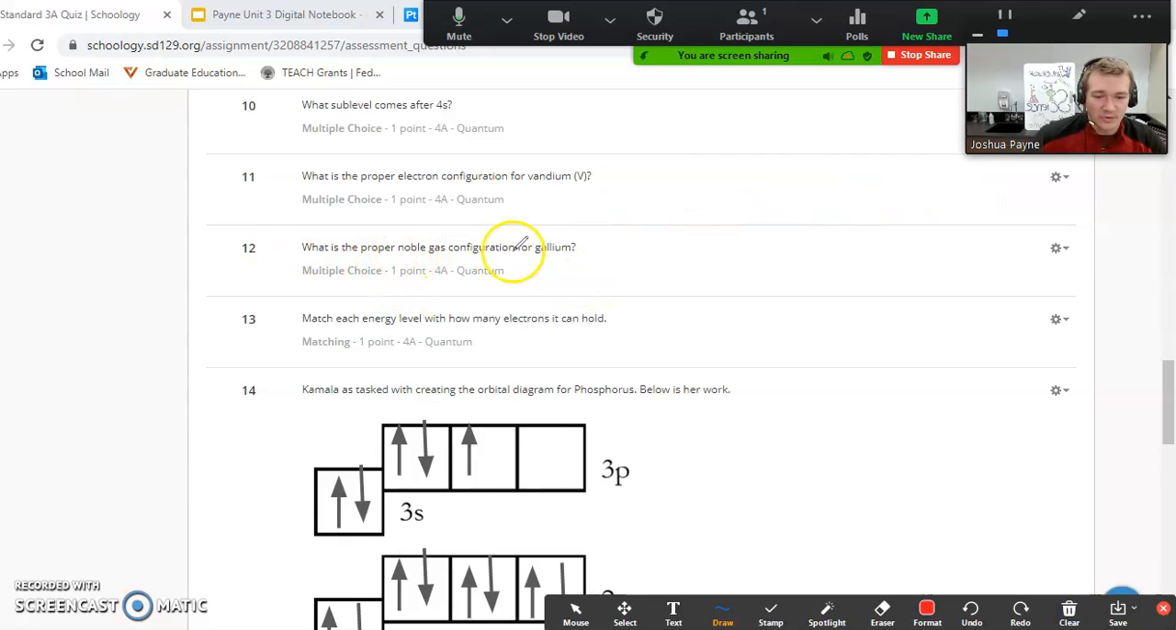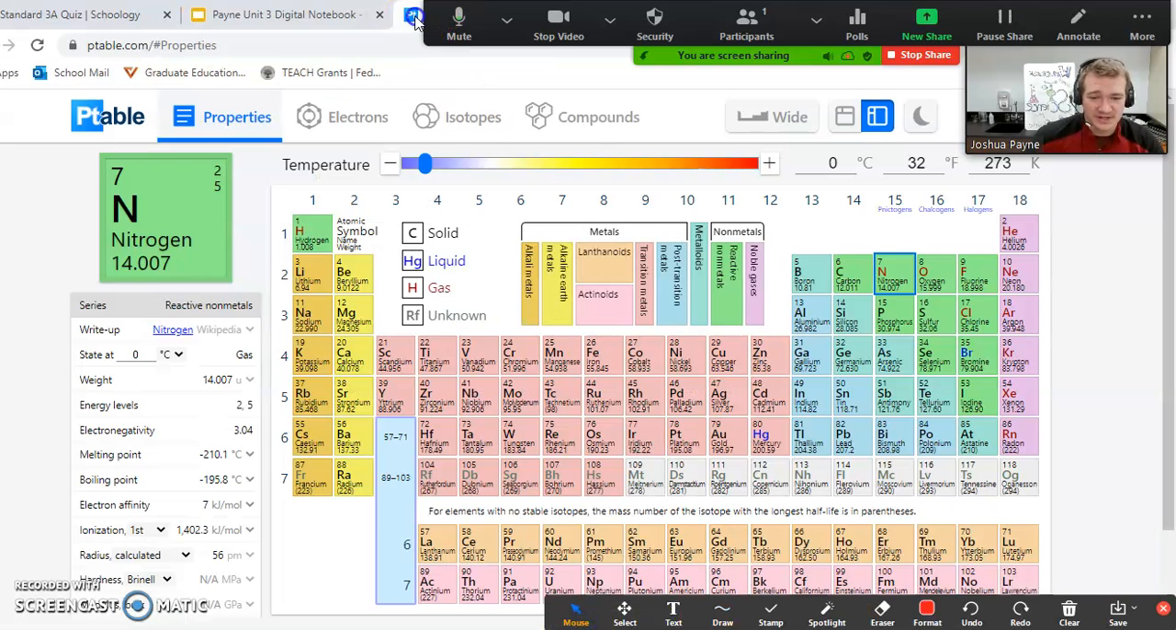What is the proper noble gas configuration for gallium? Remember, our noble gas configuration is like shorthand. If we flip back here and look for gallium, we see gallium is right here. We have to look at the most previous noble gas, remember, noble gases being this whole right-hand column. We have to look at the most recent noble gas that we had passed, and that's going to be argon.